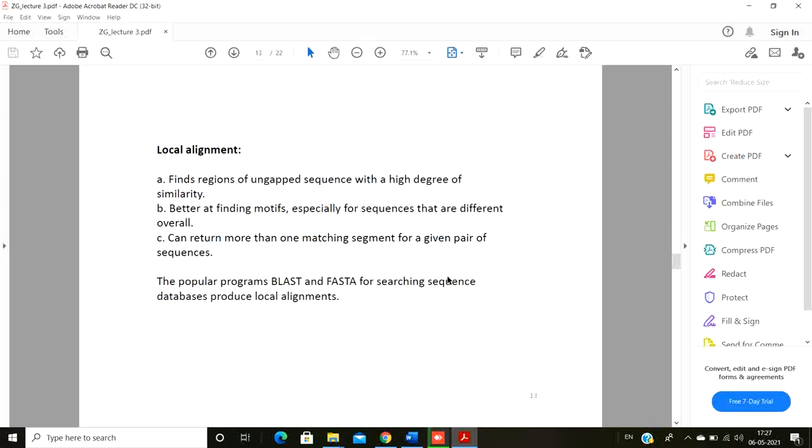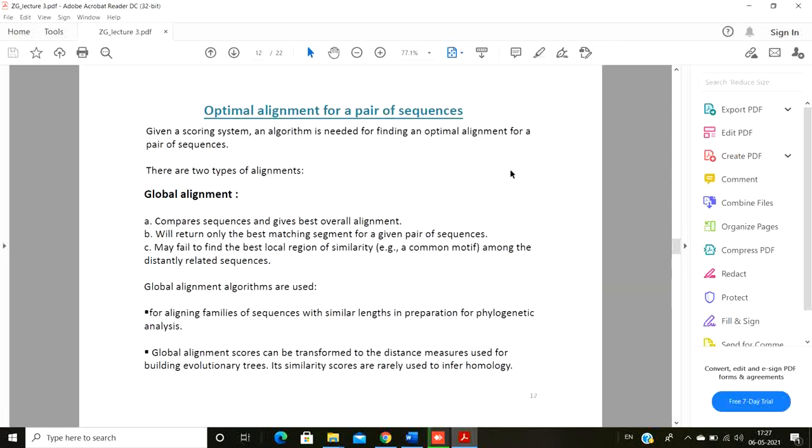But for local alignment you don't need to find the start or end position, you can start anywhere. Generally it finds regions of ungapped sequences with a high degree of similarity. Now we're going to take a look at another server which can help us find this alignment.